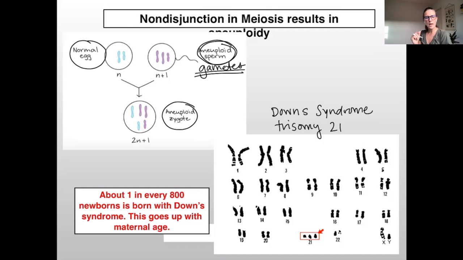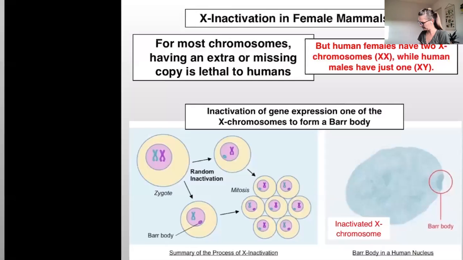right? And one in about every 800 newborns is born with Down syndrome, and this goes up with maternal age. And the reason that's important is that as maternal age increases, you are going to be more likely to have non-disjunction. Okay? And that's because the eggs are sitting around for many, many years, and those chromosomes can become sticky and you won't get proper segregation.